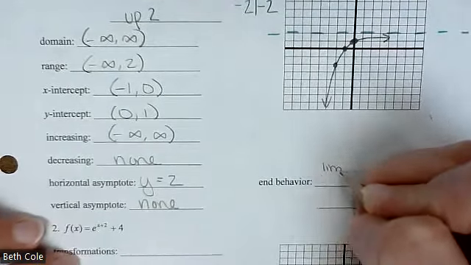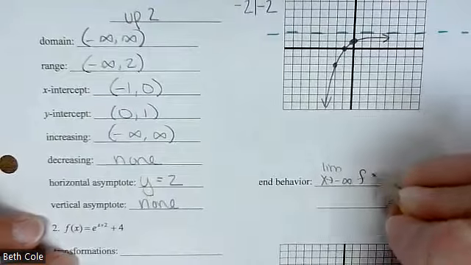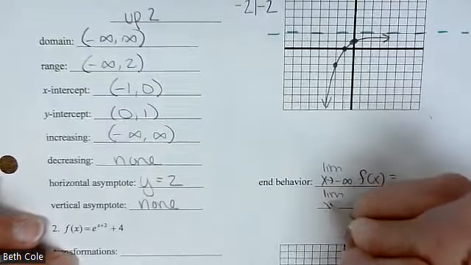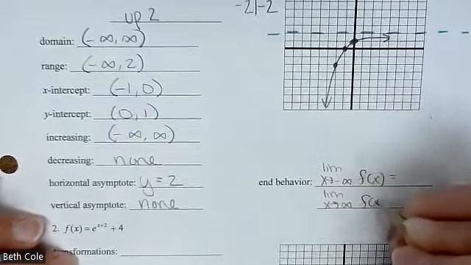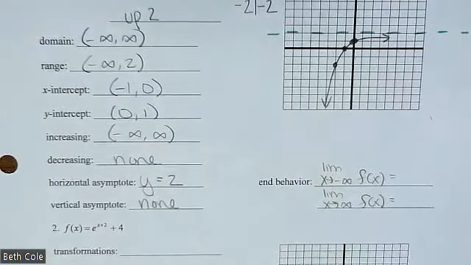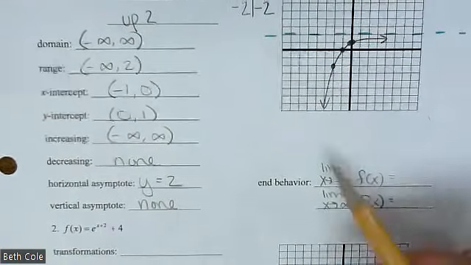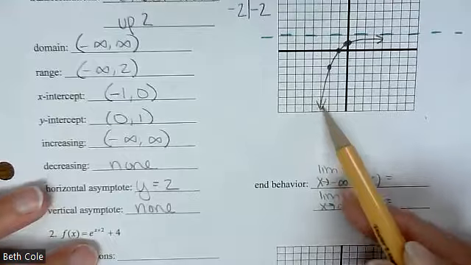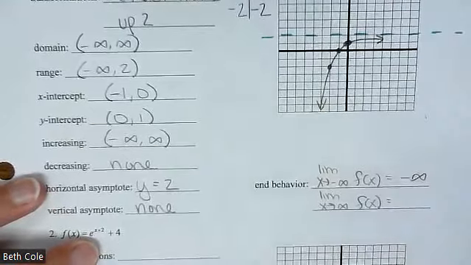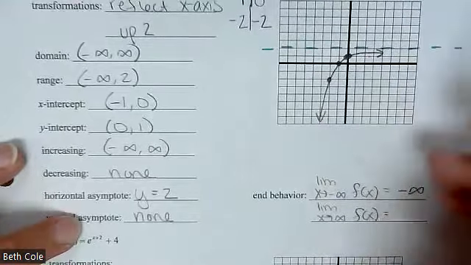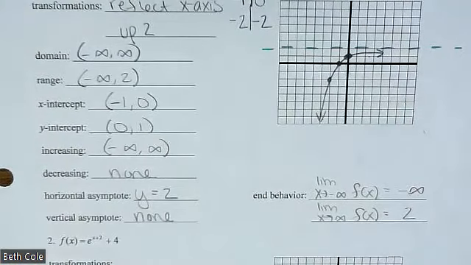And then end behavior. Limit x goes to -infinity of the function. Limit x goes to +infinity of the function. One side will level off at the asymptote. The other will go either up or down. So where is the left arrow going? -infinity. And then the right arrow levels off at 2. It doesn't touch 2, but it's just the behavior. Are we okay so far?